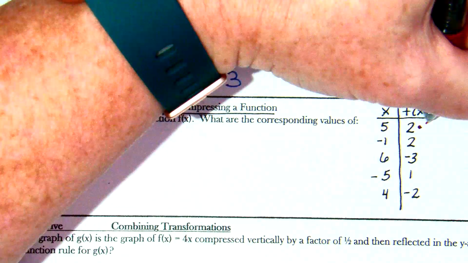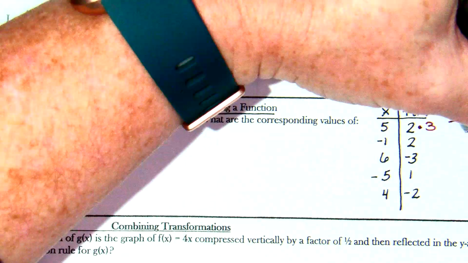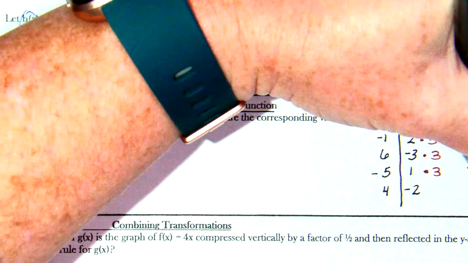2 times 3 is 6. 2 times 3 again is 6. Negative 3 times 3? Negative 9. 1 times 3? 3. Negative 2 times 3? Negative 6.